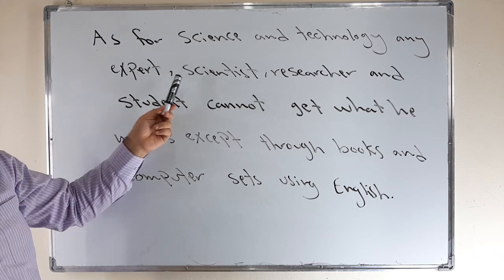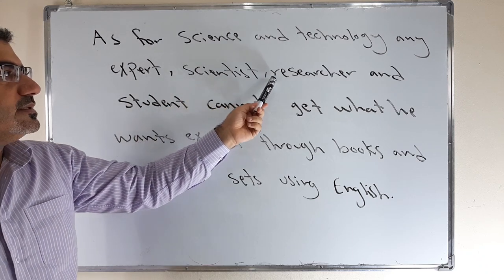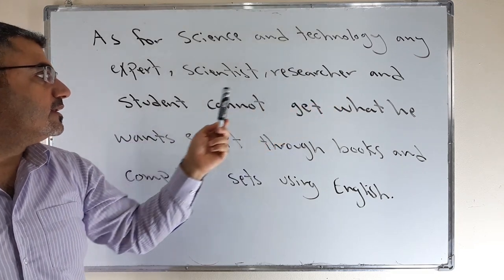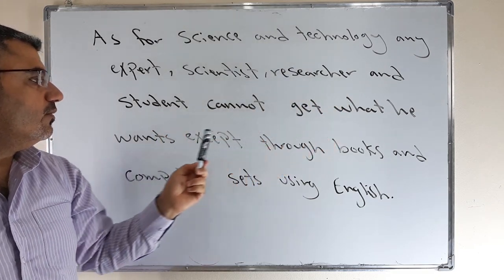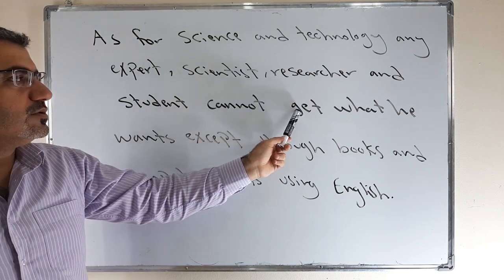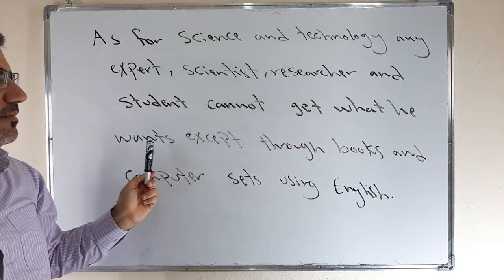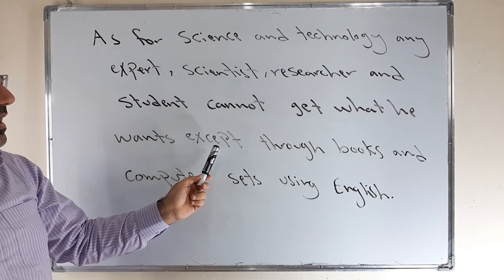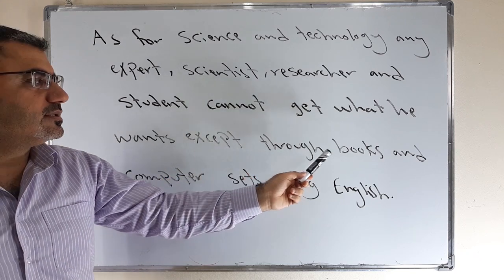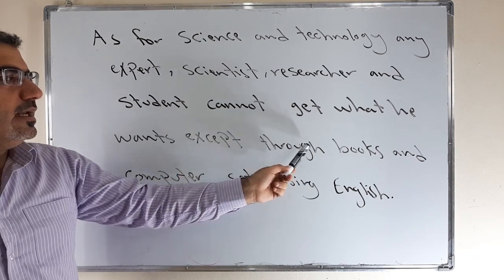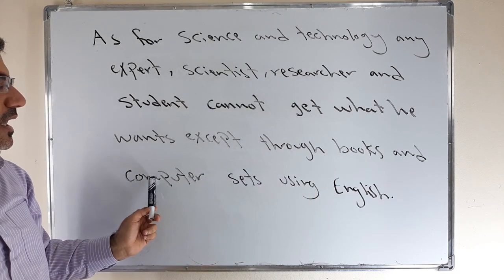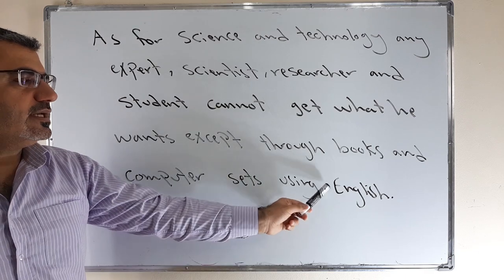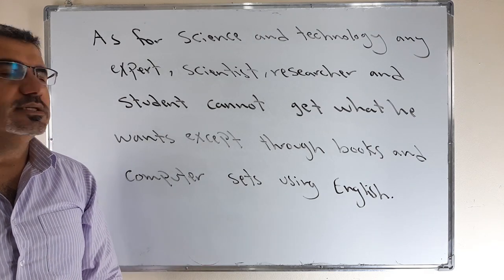As for science and technology, أيضا فيما يتعلق بالعلوم and technology والتكنولوجيا أو التقنية, any expert أي خبير, scientist عالم, researcher باحث, and student طالب, cannot get what he wants، لا يستطيع الحصول على ما يريد except ما عدا through books إلا من خلال books الكتب, and computer sets وأجهزة الحاسوب using English التي تستخدم اللغة الإنجليزية.